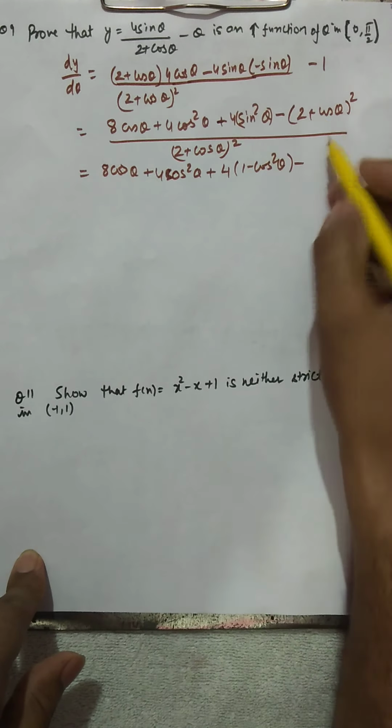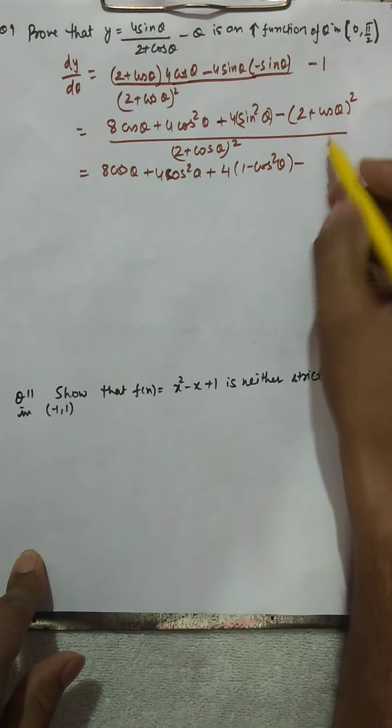So your 4 got cancelled, your 4 cos square theta got cancelled, and this is your cos square theta. After simplifying this you are going to get 4 cos theta minus cos square theta, and this is (2 plus cos theta) whole square, which you can further simplify. You can take cos theta common, and in the bracket then 4 minus cos theta, and this is (2 plus cos theta) whole square.